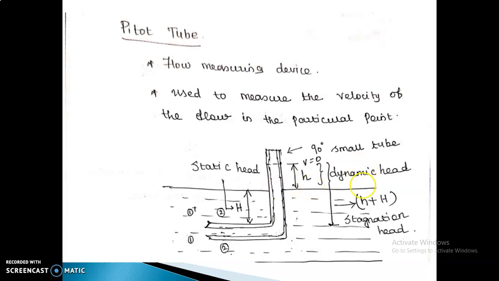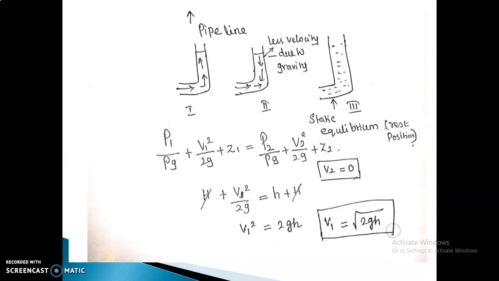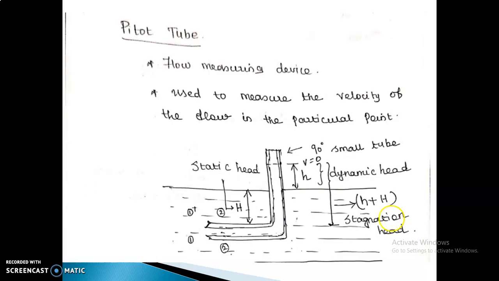So when you add both the dynamic and the static head, it will give you the stagnation head, which is the pressure created at the point of stagnation. So stagnation pressure is small h plus capital H. At this point in your dynamic head, the velocity will be 0. Why? Because here the pressure is different and the velocity is different. After the fluid enters the tube, the pressure as well as the velocity is going to change. So at this location, your velocity V2 becomes 0.